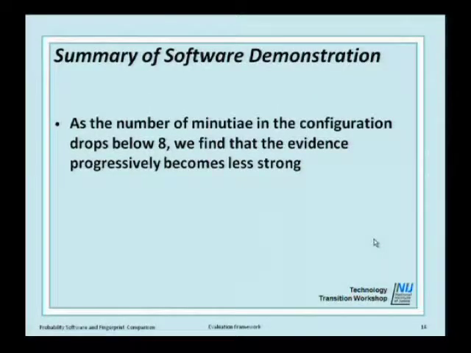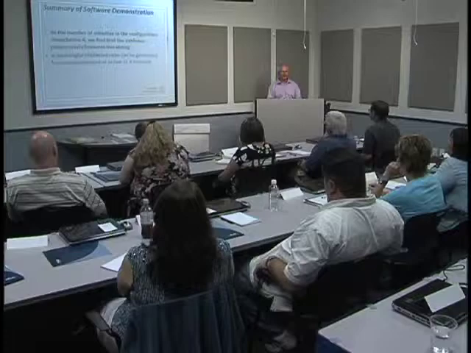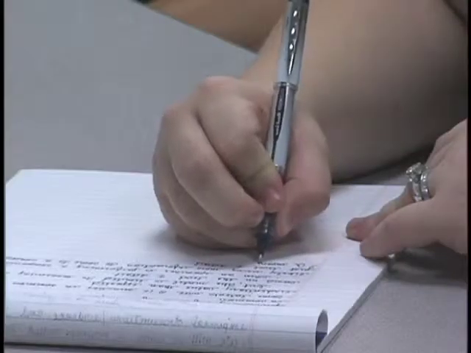So as the number of minutiae in the configuration drops below 8, we find the evidence gets progressively less strong. That's exactly what we'd expect to see. But what we did see there, a meaningful likelihood ratio, can be generated with correspondences as few as 3. Okay, it was an incredibly low likelihood ratio in the practicals you did. It was like between 2 and 5. But remember, to actually assess and evaluate that as a weight of evidence, we need the context in which it's being used, something that we'll come back and discuss a lot more when we look at latents.